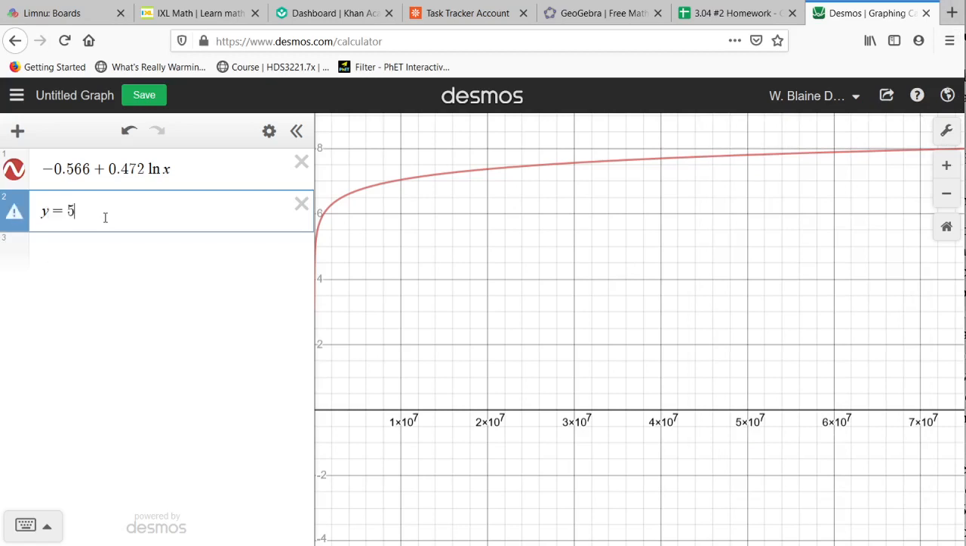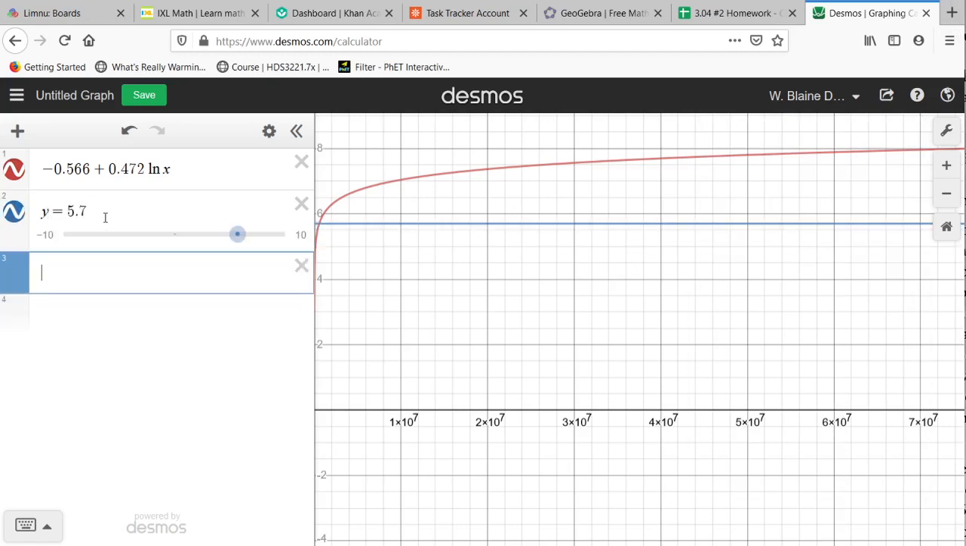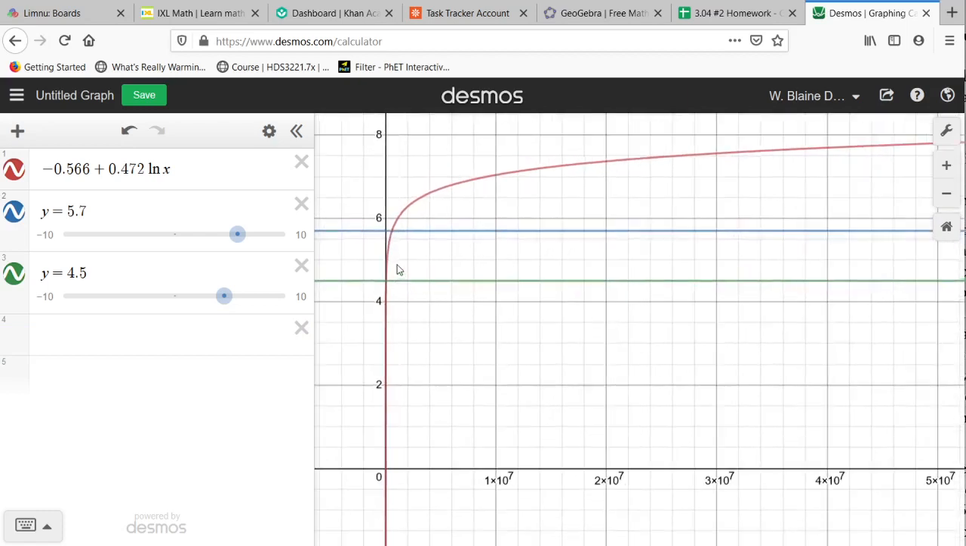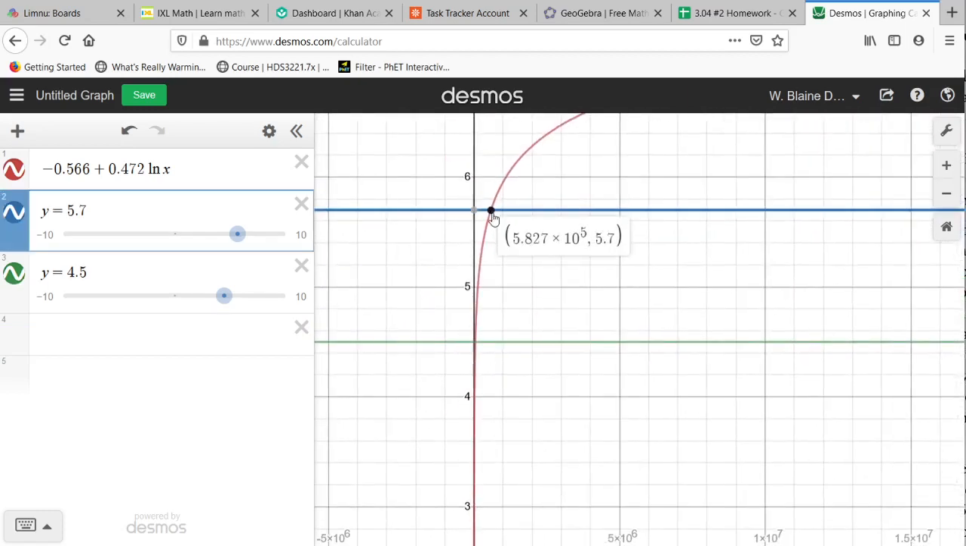So we're asked to compare when we have a magnitude of 5.7 to a magnitude of 4.5. That'll be easier if we zoom in a little bit. We see that here we have a 5.827 times 10 to the 5. And here we have a 4.585 times 10 to the 4. So if you take the ratio of those two numbers, 10 to the 5 divided by 4.585 times 10 to the 4, the difference is roughly 12.7. So it's 12.7 times more intense.